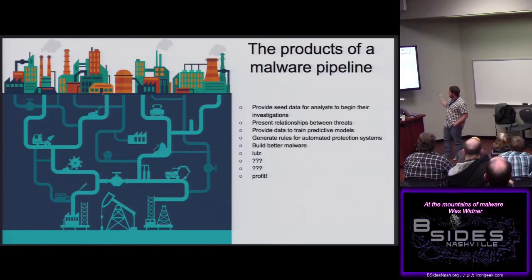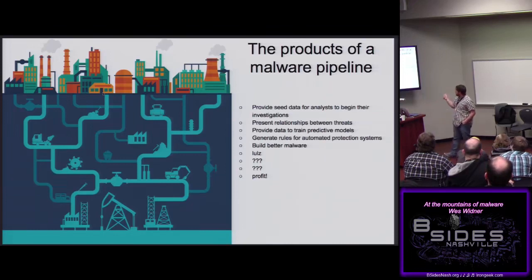But pipelines let us do that in bulk. I don't know if you've seen the statistics, but there's hundreds of thousands of new binaries that are put out every day. Now, we can't scale our manual analysis to fit that. So we have to do something automated. That's where malware pipelines come in.